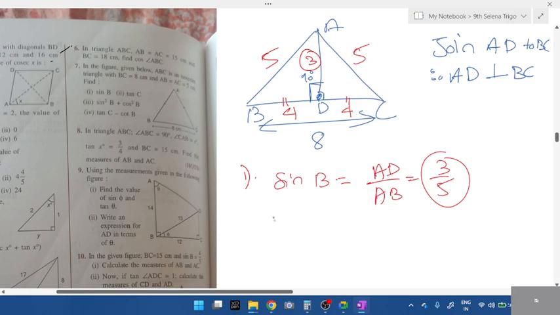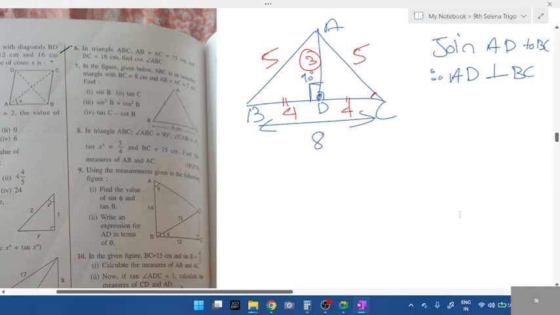Completed. What's the answer you all got, students? Tan C. Where is tan C? Second triangle. What is tan C? Perpendicular by base. Very good. 3 by 4. Done? 3 by 4. Tell me the second question, students.